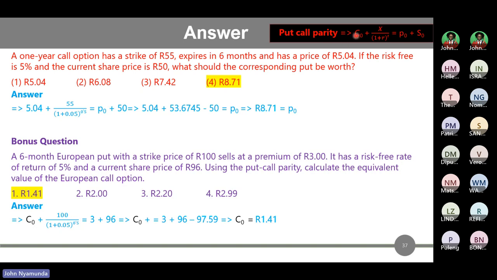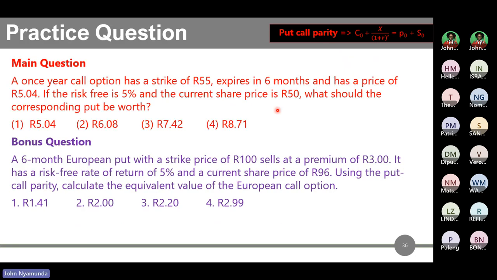5.04 is our C plus 55, which is given there, divided by 1 plus 0.05 because of the 5% here, equals P plus that equals 504 plus and so on. This gives you 8.71. Mr. Matoma, you can continue doing the calculation, ladies and gentlemen.